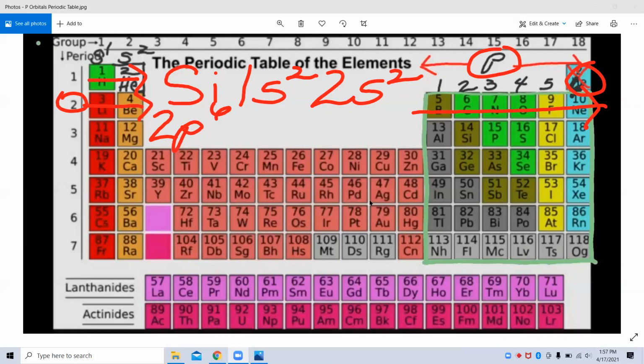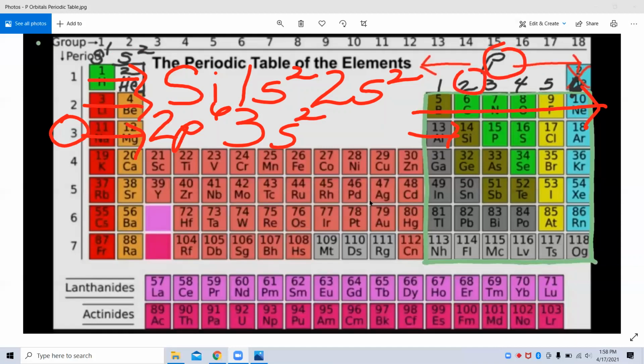Now that being said, let's go on. Here we're going to hit this one. So it's 3s2. And now you're going to hit the p block where silicon is. Boom. Here it is. There's silicon. So that's the 3rd period, p block, and it's in the 2nd column of the p block. So that's 3p2.